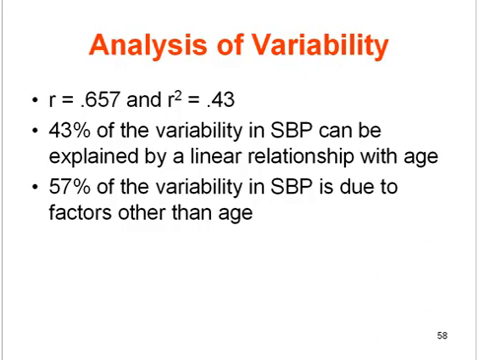The value of r squared is called the coefficient of determination, and it measures the amount of variability in y that can be explained by the linear relationship with x. The decimal 0.43 is 43%, so 43% of the variability in a person's blood pressure can be explained by the linear relationship with age. All the rest, 57%, of the variability in blood pressure is due to factors other than age.